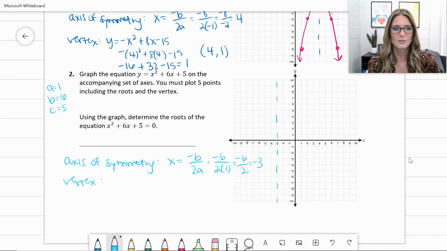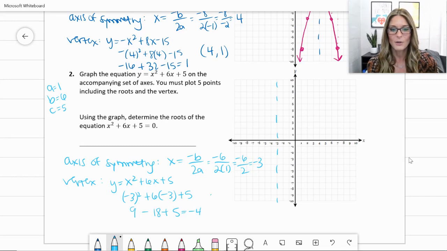To find our vertex, we're going to plug that in to y equals x squared plus 6x plus 5. So plugging in negative 3, all of negative 3 is going to get squared, 6 times negative 3, and then plus 5. So we'll have 9 minus 18 plus 5, which is going to simplify to a negative 4. So our vertex is negative 3, negative 4. So at negative 3 going down to negative 4, there's our vertex.